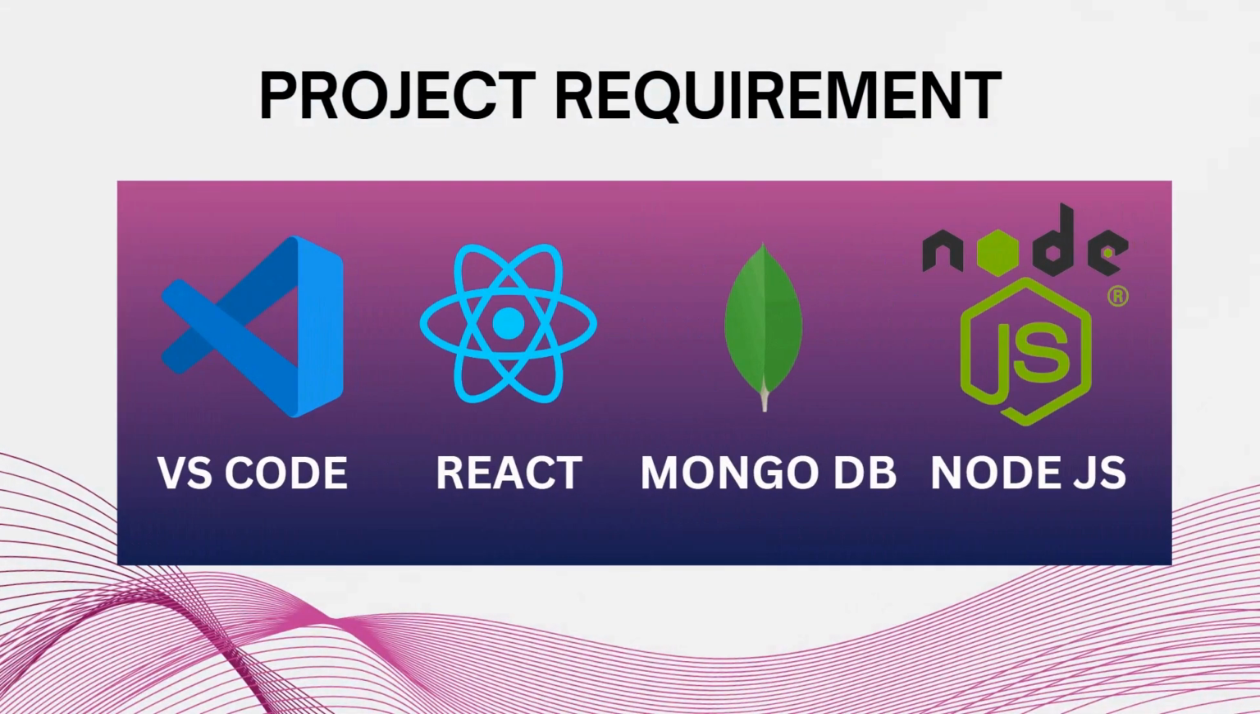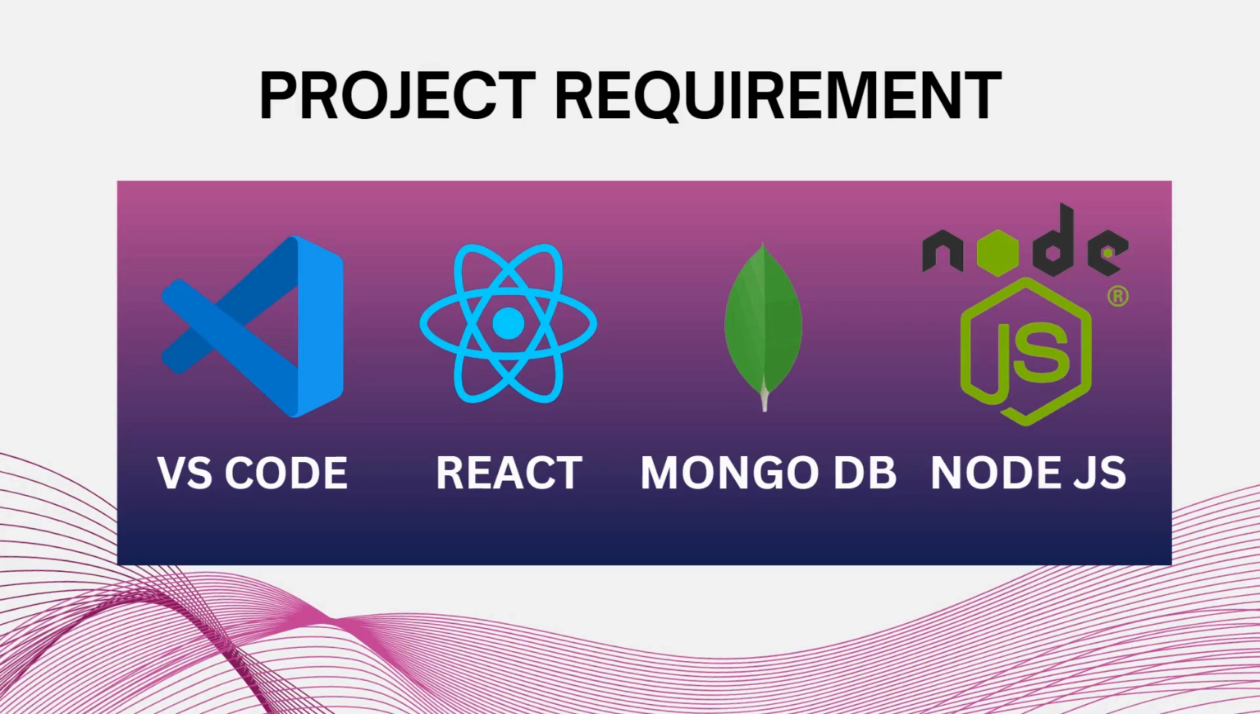So, the project requirements. We needed four main tools to implement the project. VS Code is a text editor where we write our code and use the terminal output to run our applications. React is a JavaScript library that helps build the user interface of a web application.